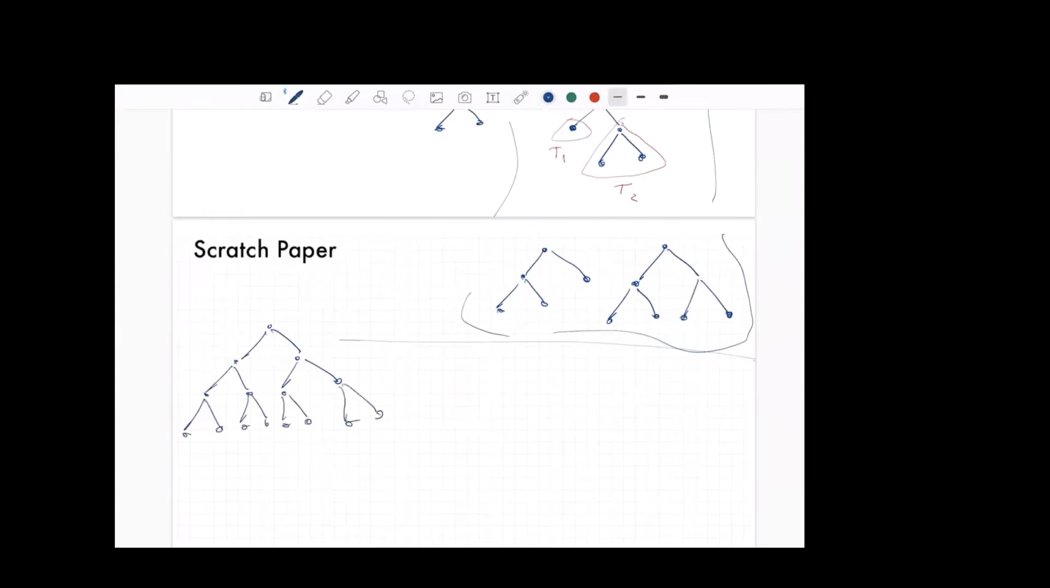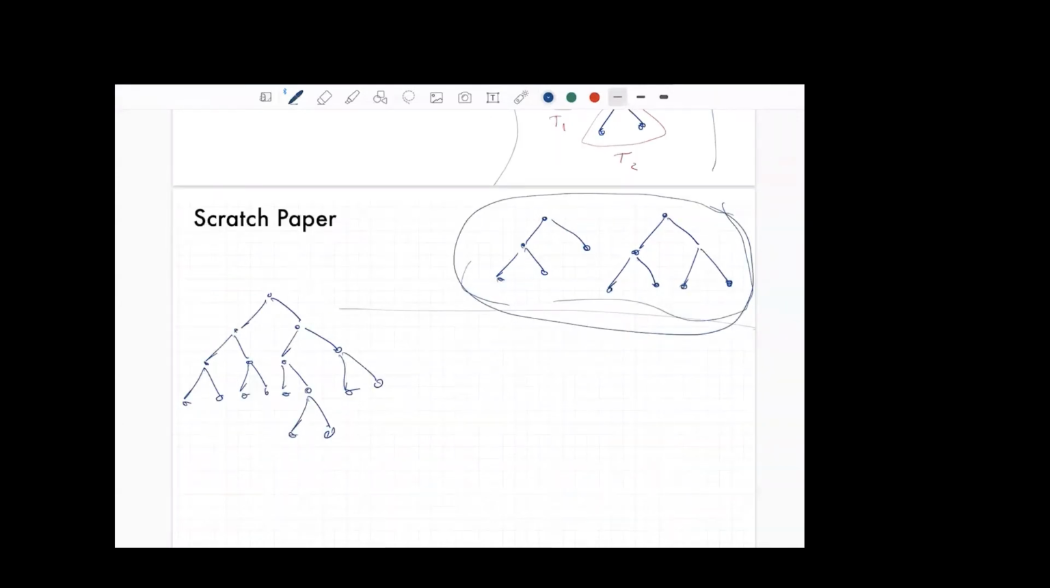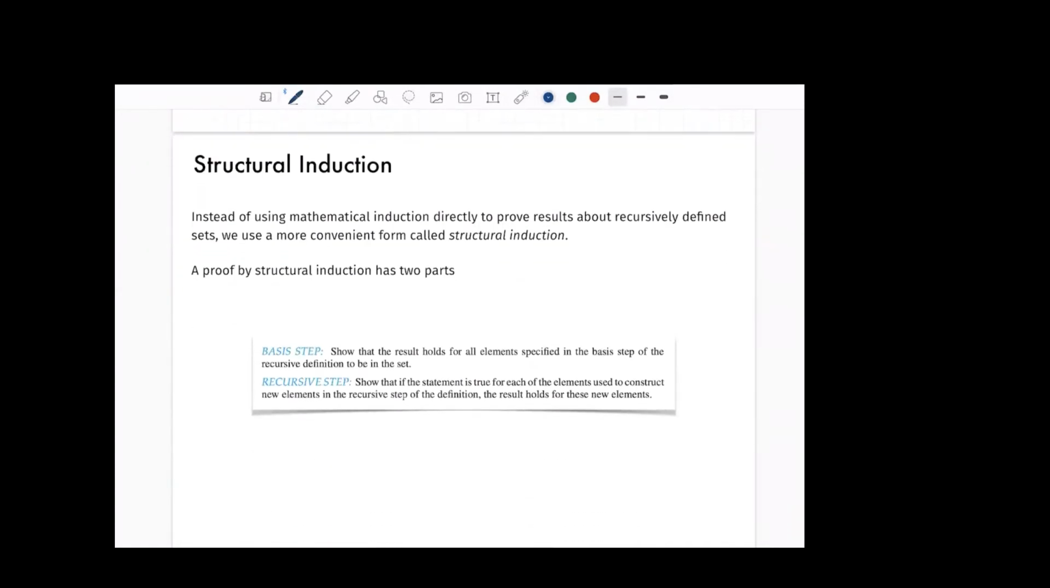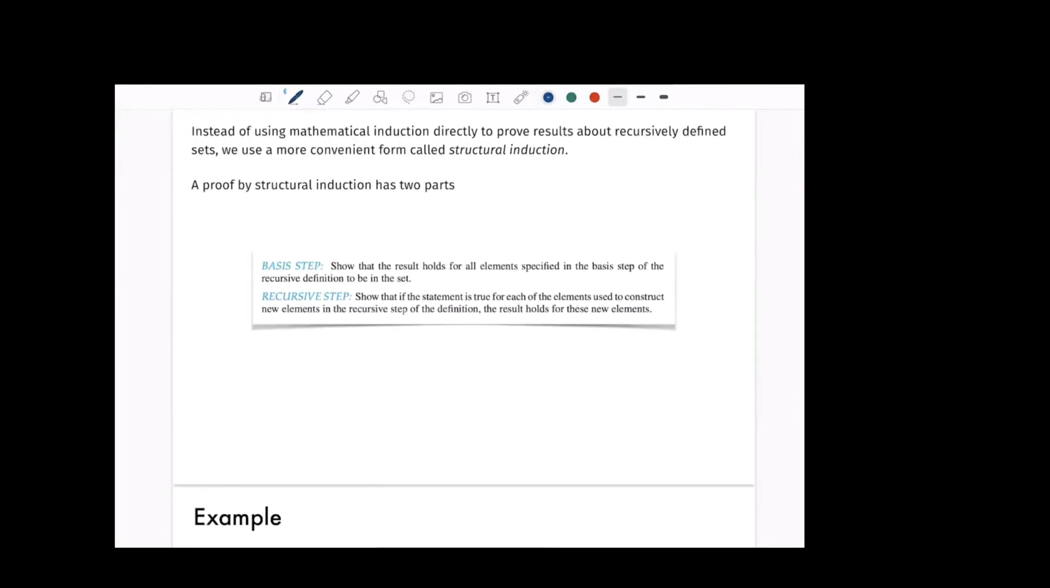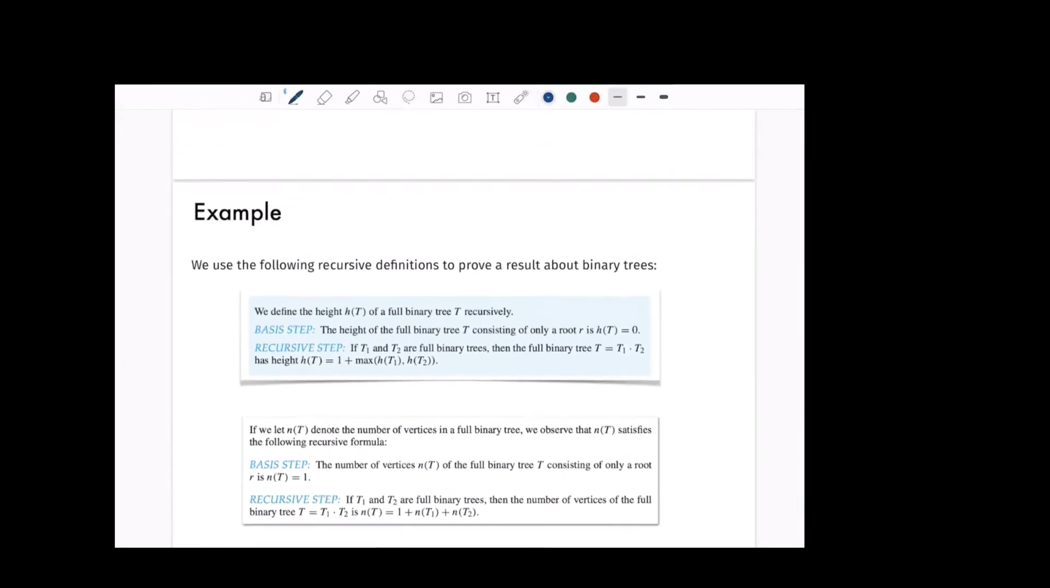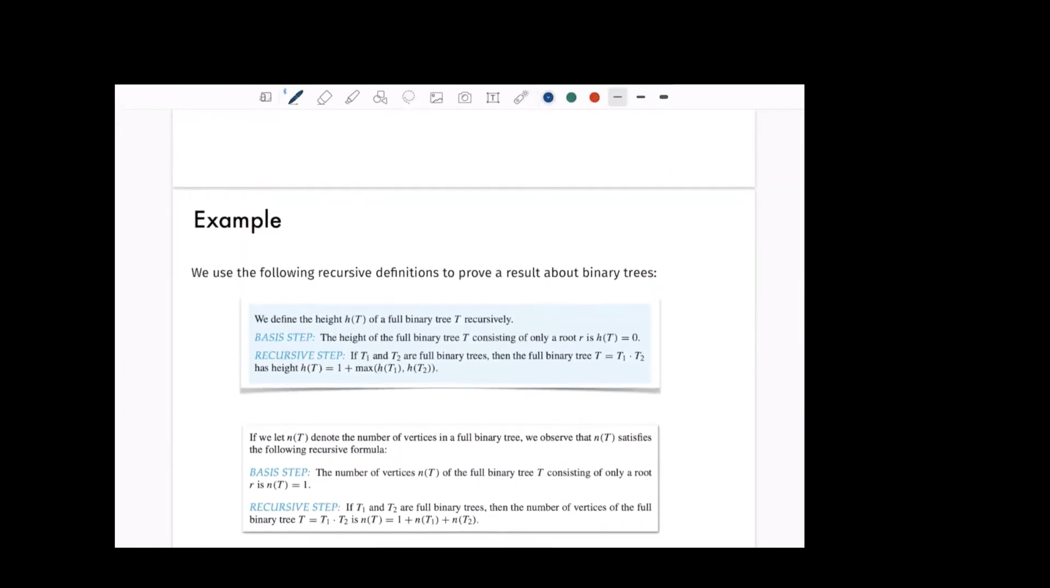Okay, like this. Now that we have some idea of what these full binary trees are, we also introduce some quantities defined on those structures, on those binary trees. And those quantities are that we define the height of the binary tree. Okay. So here's the definition of a height.